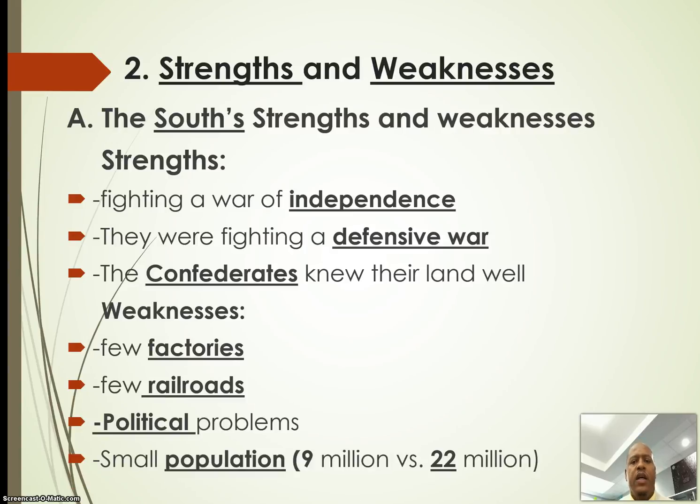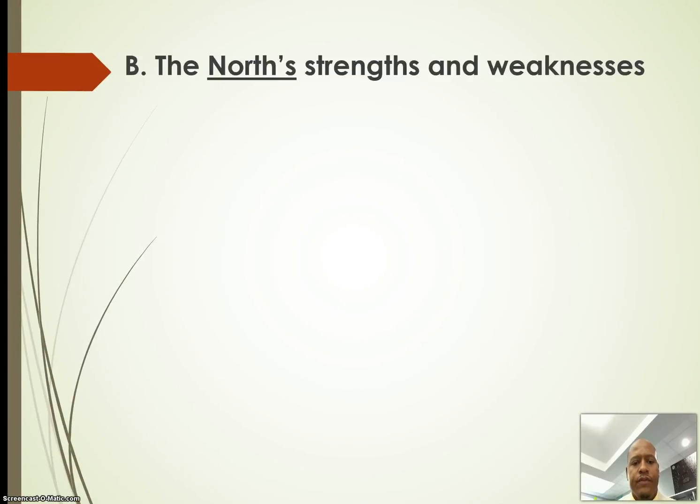And then finally, population was an issue. They had 9 million people in the South versus 22 million in the North. And again, even though the South had a lot more slaves than the Union had, we're going to see that this plays out as a key part, not just sheer numbers, in the Civil War.